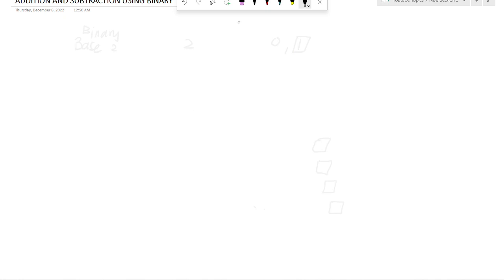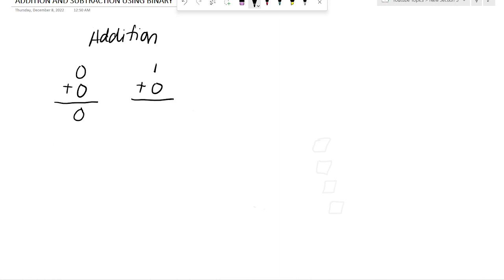Alright, so let's look at the rules of addition first. Addition in binary. The first rule is 0 plus 0, and 0 plus 0, of course, is going to give us 0. In any base, in any universe, 0 plus 0 is 0. 1 plus 0 is going to give us 1. We're still respecting the number system of base 2. We have not used any digits besides 0 and 1 during our calculation.